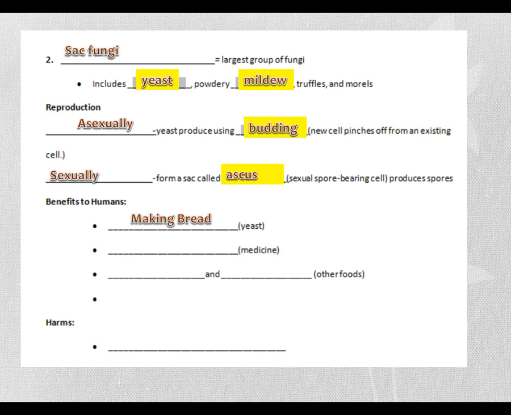Sac fungi can also give us medicine known as antibiotics. Is that ascus? Yes, ascus, A-S-C-U-S. And then those fancy foods, truffles and morels, also come from sac fungi. That next bullet that you guys have, that should not be there. That was an error. The harms of sac fungi is it's parasitic to plants and animals.